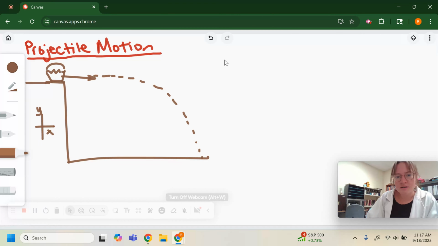So, let's take a little look here. Whenever we look at a projectile motion problem, we're always going to separate out this motion into x direction motion and y direction motion.